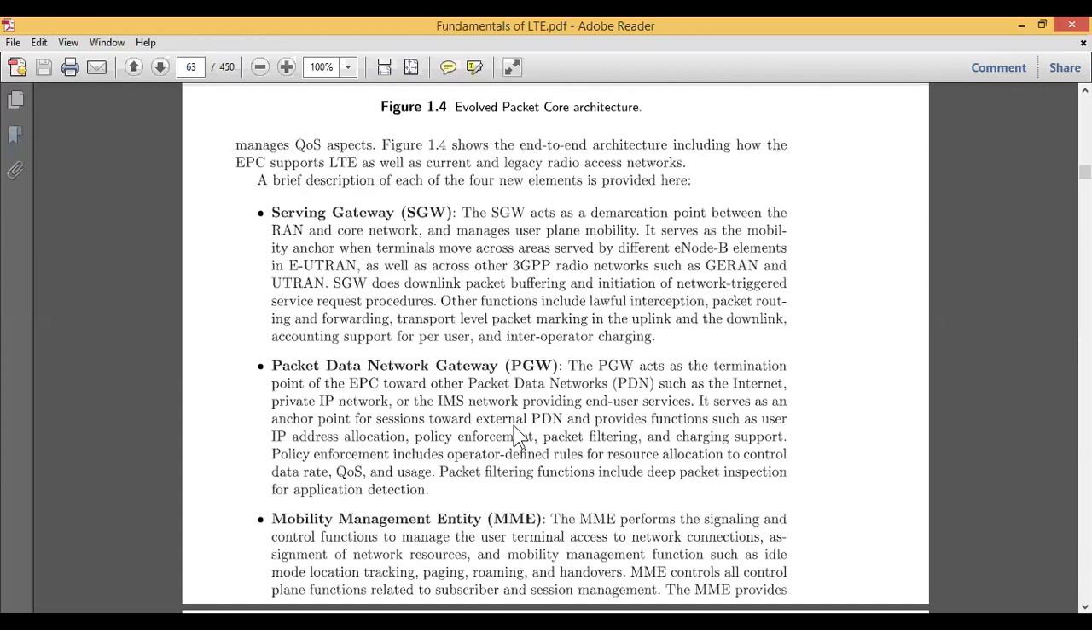For that to happen, the user has to have an IP address allocation. So this IP address allocation and some policies are there. Some packet filtering is required and charging points are required. Looking into all these aspects, whether the proper allocation of resources is done or not is decided by some specified defined rules, just to have control over the data rates, the quality of service and usage. For this purpose, the packet data network gateway is required in the LTE architecture.